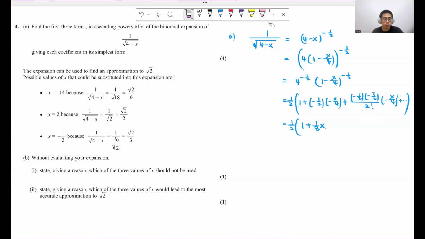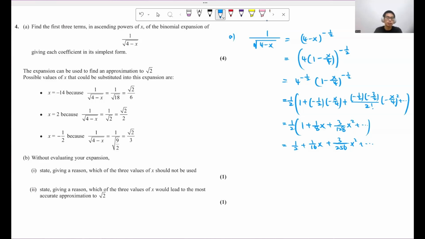So if we put everything in, that is equal to 3 over 128 x squared. Now, if we expand it out, it will be 1 over 2 plus 1 over 16 x plus 3 over 256 x squared. So that would be the simplest form.